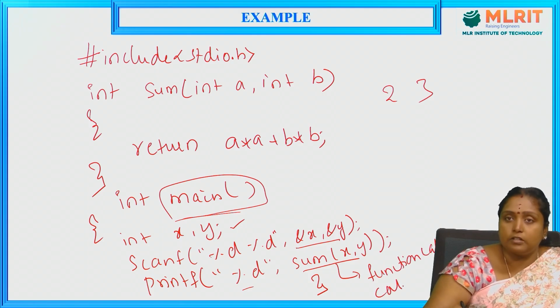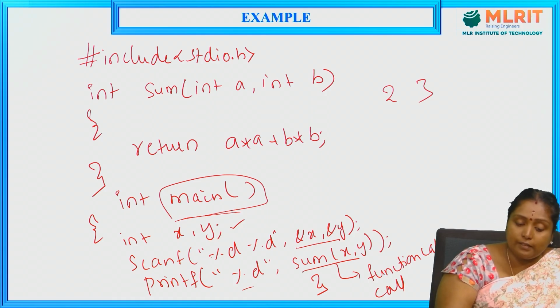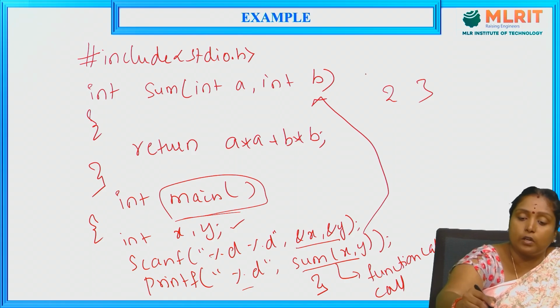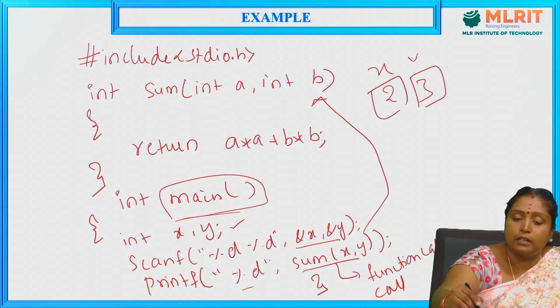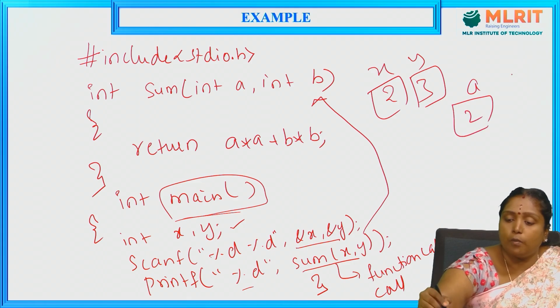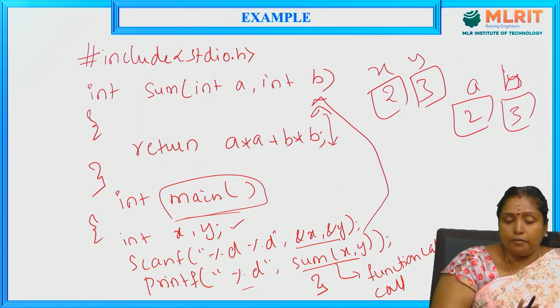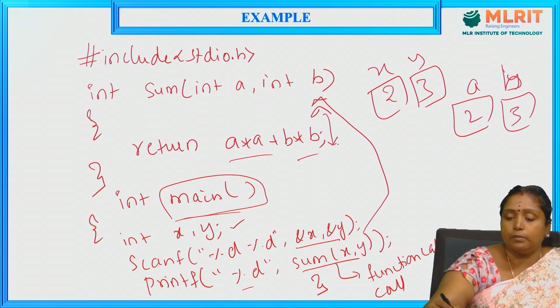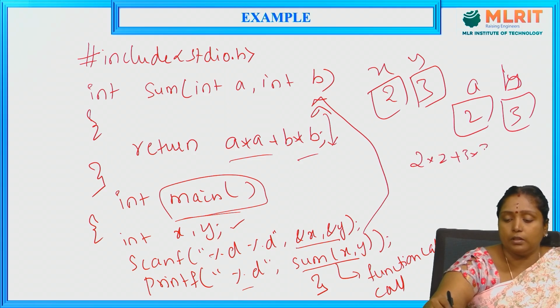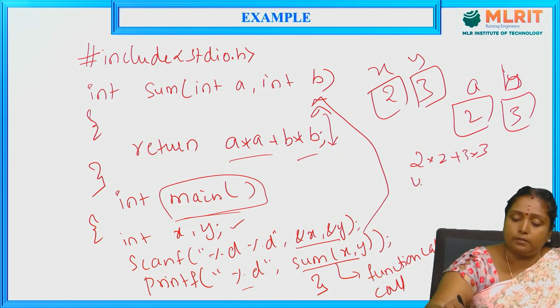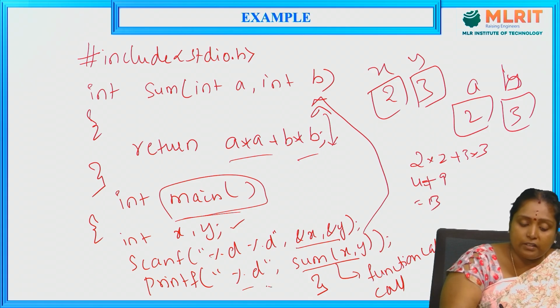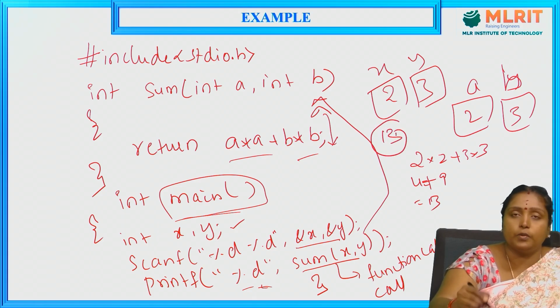This is a function call. Here we are calling the function. The control goes from here to here. The copy of the x and y values will be copied into the a and b values, and it will perform the operations in that particular function. So what are the operations? a into a plus b into b, 2 into 2 plus 3 into 3, which is 4 plus 9, 13. It will return the 13 value, and the 13 value will be displayed on the output screen.